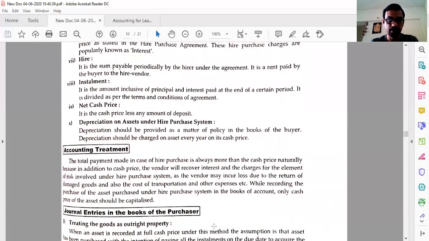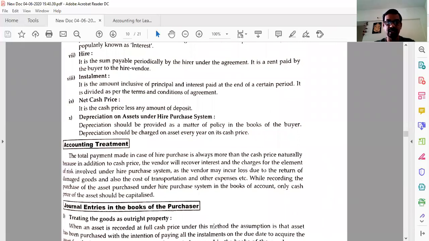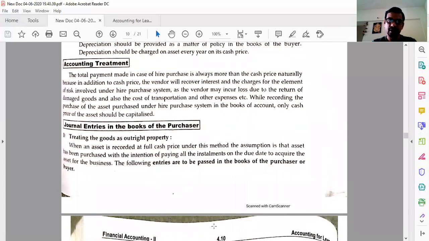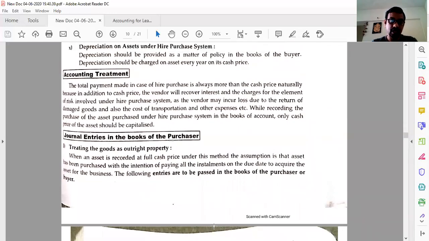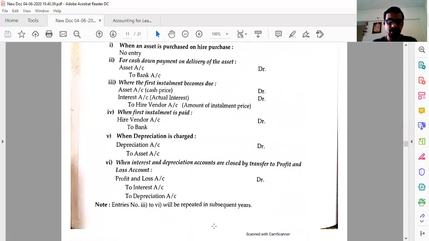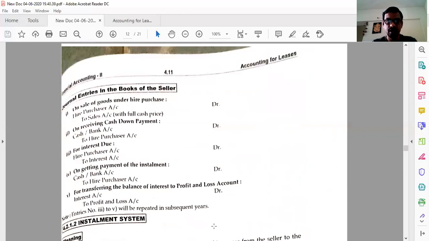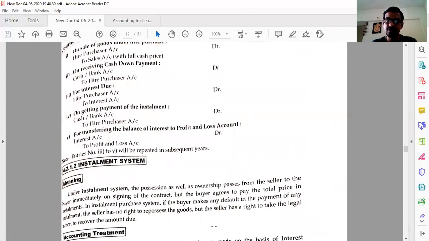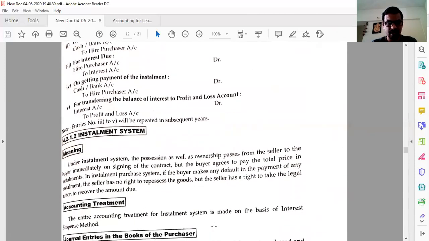Depreciation should be provided as a matter of policy in the books of buyer. Depreciation should be charged on asset every year on its cash price. Okay, understood? So, it is about the terms involved under the hire purchase system. Regarding the hire purchase system and installment system, we just have to consider a theoretical point in our syllabus. The problem will not be asked on the hire purchase system and the installment system. So, we are just understanding the theoretical aspects of these two.